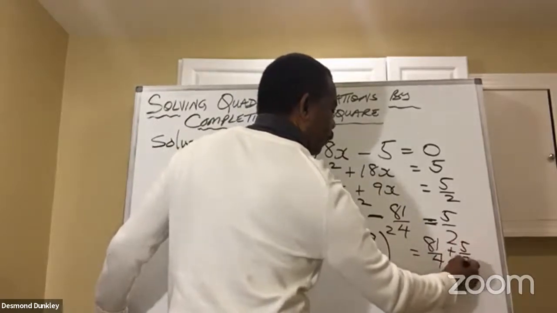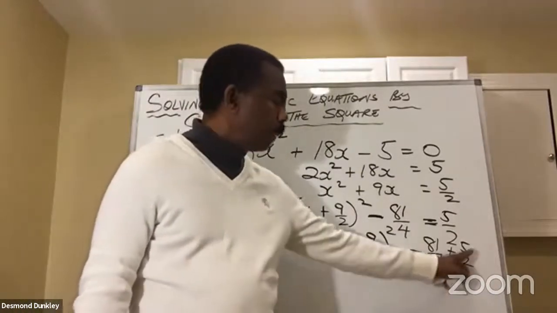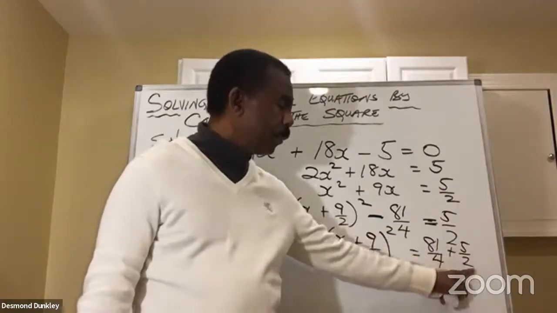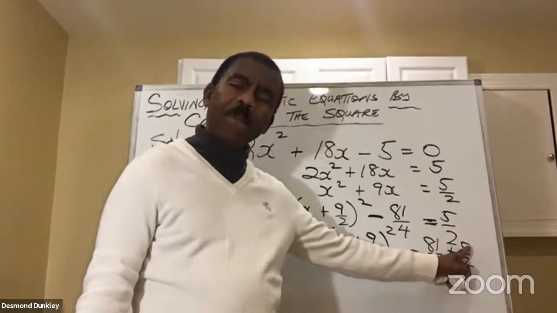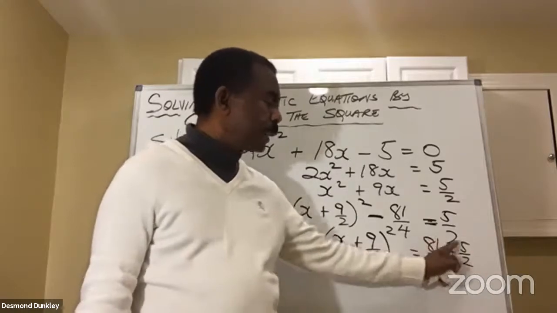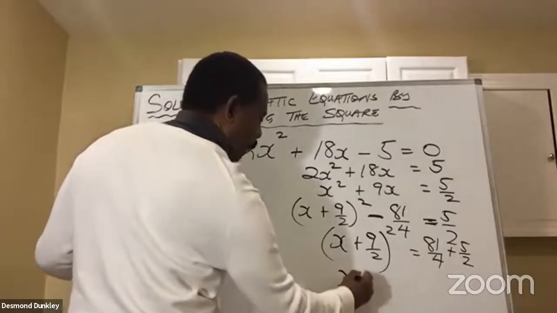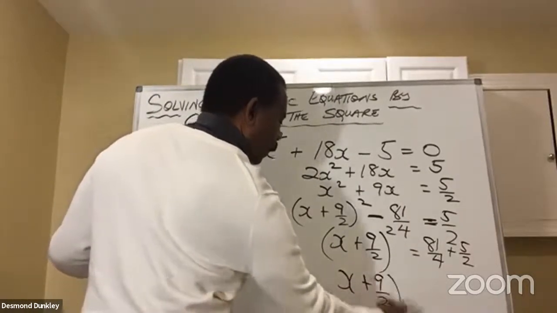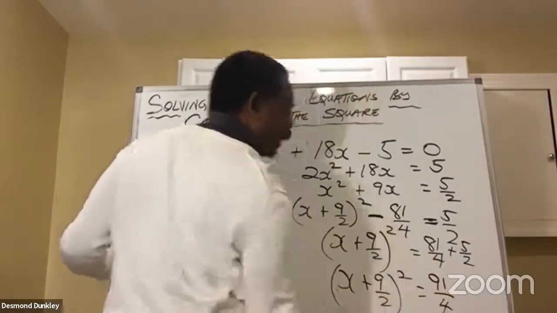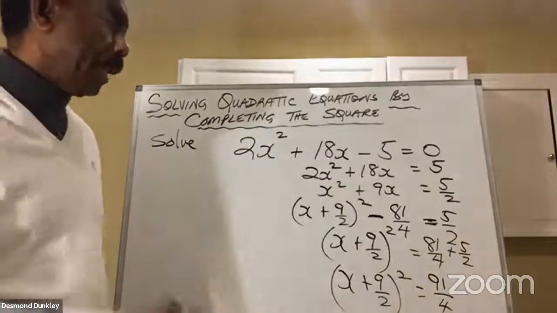And of course, the common denominator is going to be 4. 5 over 2 is the same as 10 over 4. If this is going to be 4, this is going to have to be 10. 2 times 2 is 4. 2 times 5 is 10. So 81 plus 10 is 91 over 4. So x plus 9 over 2 squared is equal to 91 over 4. All we did was add these two fractions by getting the common denominator.